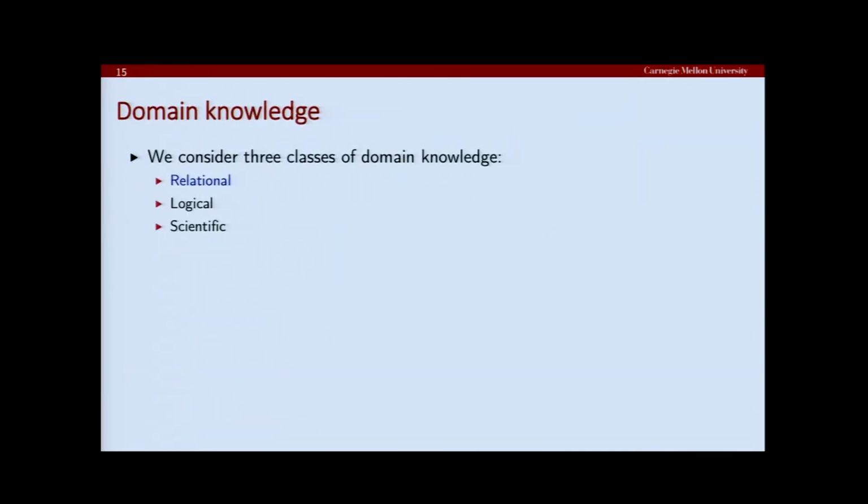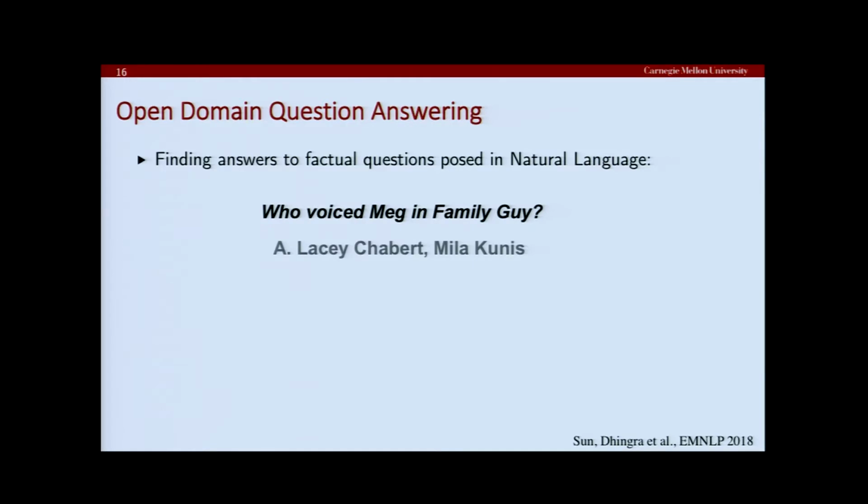Now, let me look at one specific way of trying to incorporate relational knowledge. We've been looking at this problem of open domain question answering systems, right? So the question here is, can you find answers to factual questions that are posed in natural language? That obviously has big application domains, and pretty much whenever you're using your personal assistant, you're asking a question like this: who voiced Meg in Family Guy? You want to be able to come up with 2 answers. And then maybe if I ask you who first voiced Meg in Family Guy, you want to come up with another answer, right? So these things can be quite complex depending on what your question is.